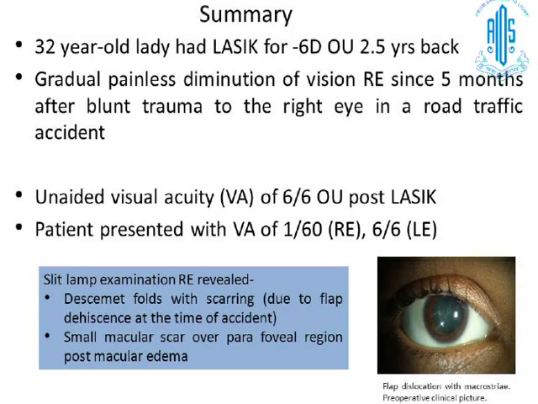Slit lamp examination showed Descemet's folds with scarring, which was believed to be due to flap dehiscence at the time of the accident. She also had a small macular scar over the parafoveal region, suggestive of perhaps some macular edema or Berlin's edema at the time of the trauma. Clinically, we felt it was possibly the sequelae of a flap dislocation with macrostriae, and that was a preoperative picture.